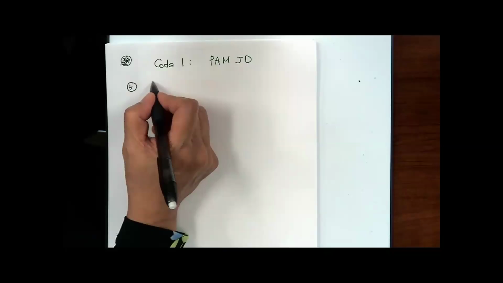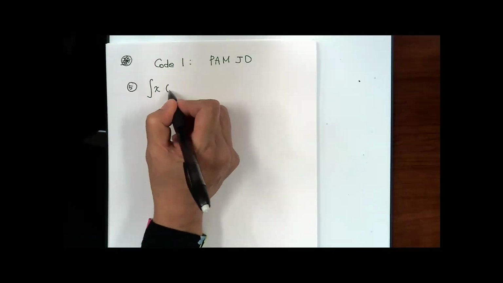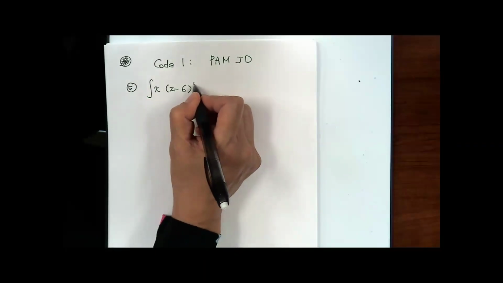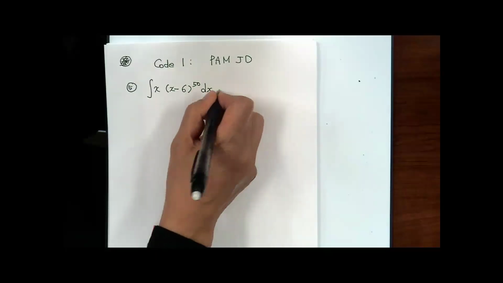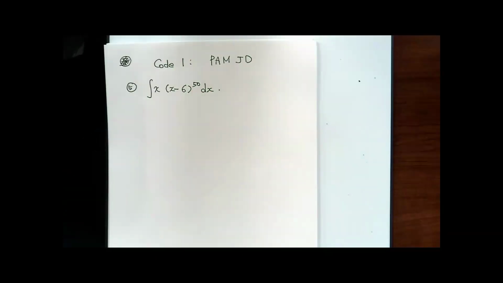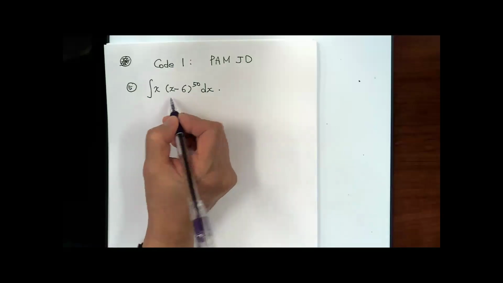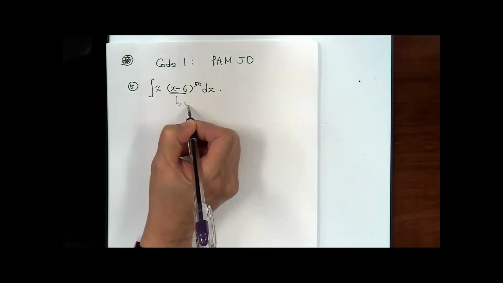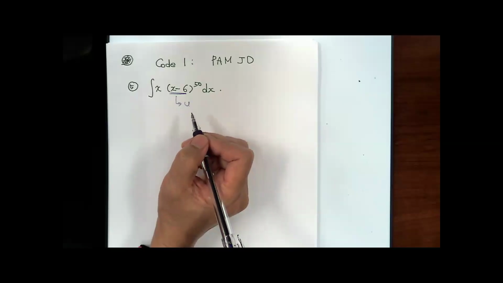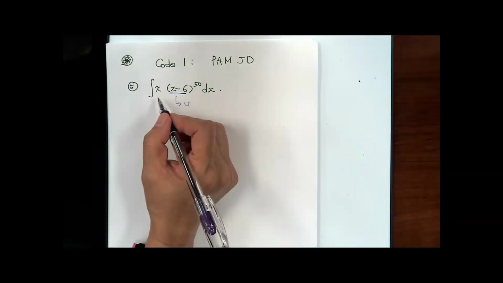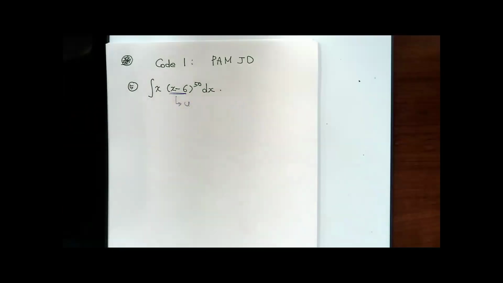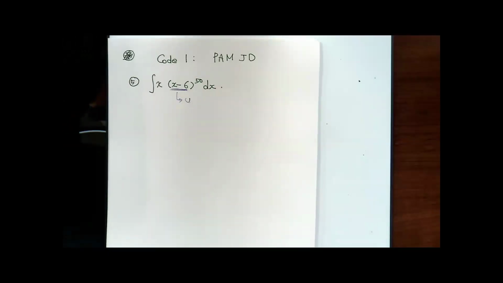The next problem is the integration of x times (x minus 6) to the 50th power dx. In this problem, what you notice here is this is a product function, and one of them is a composite function. The problem is the inner function: when we set this one as u and differentiate, it must be dx, it is not x. So that can confuse you.